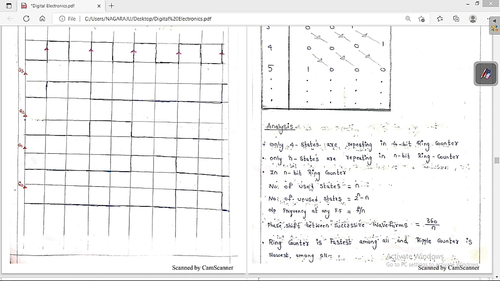So only 4 states, only n states are used. So we are going to get double very faster when compared to other counters. So ring counter is the fastest among all and the ripple counter is the slowest among all. So these are the points that you always have to keep in your mind.